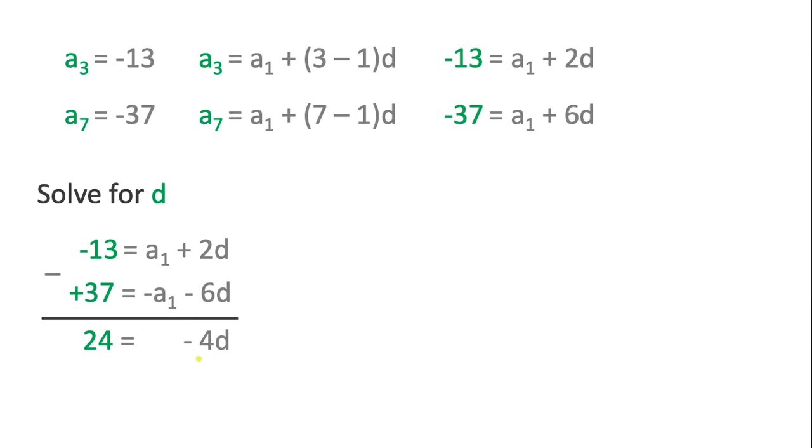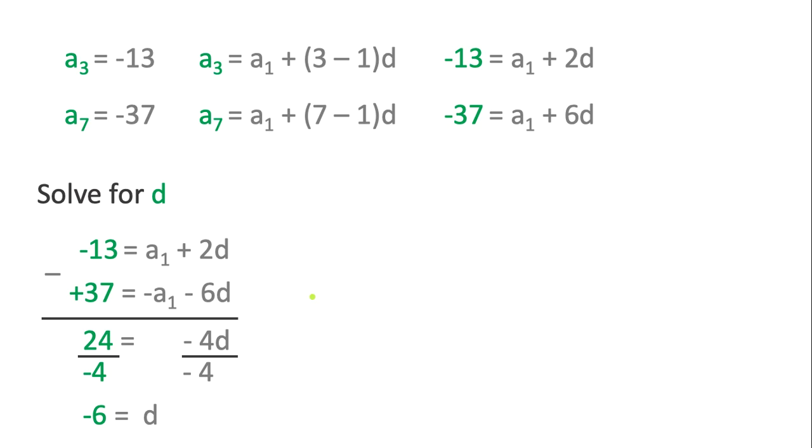Then let's transpose negative 4 in negative 4d by dividing it by its own, negative 4. And divide also negative 4 on the other side. So 24 divided by negative 4 is negative 6. And negative 4d divided by negative 4 is d. Therefore, our common difference is negative 6.